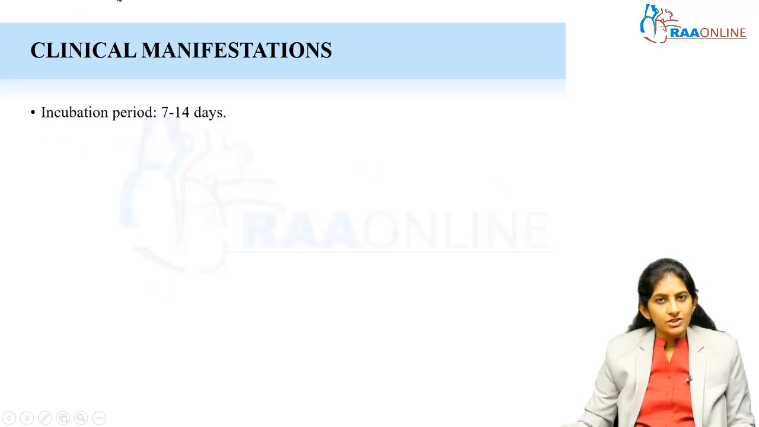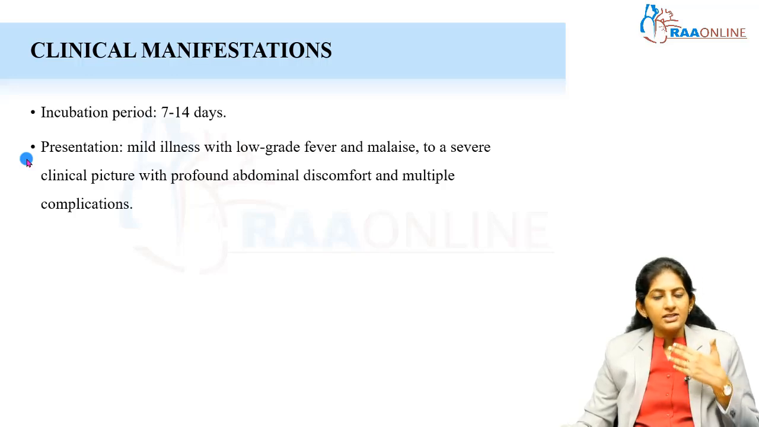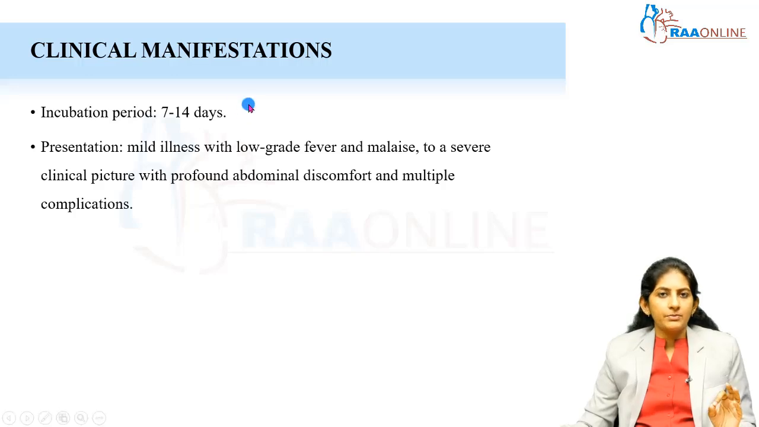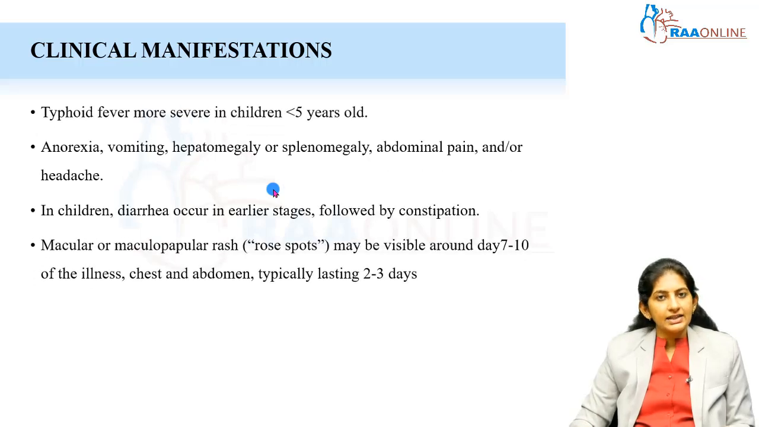So clinical manifestations of typhoid fever: there is at least 1 week of incubation period, so 7 to 14 days, after which a mild, low grade fever starts. There will be mild malaise, and then there is a full blown picture of abdominal pain, abdominal discomfort, and because of the primary bacteremia, multiple complications can occur. Pea soup diarrhea is seen, that is there is no frank diarrhea, there can be constipation. That is called pea soup diarrhea.